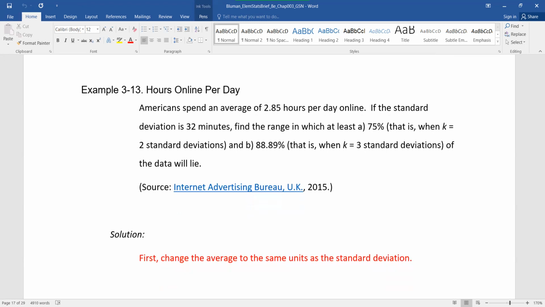All right, so this one says hours online per day. Americans spend an average of 2.85 hours per day online. If the standard deviation is 32 minutes, we're going to find the range in which at least 75%, that is when k equals 2 standard deviations, and 88.9%, and that's where k equals 3 standard deviations of the data will lie. All right, so to do this, first change the average to the same units as the standard deviation.